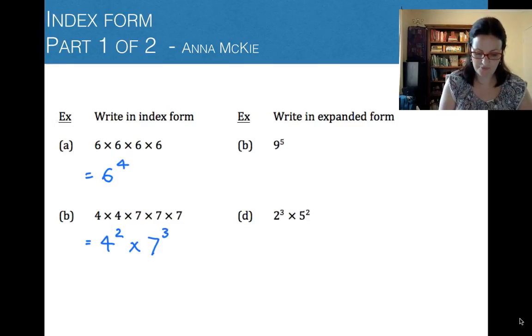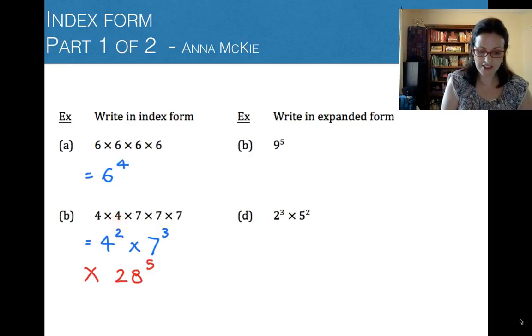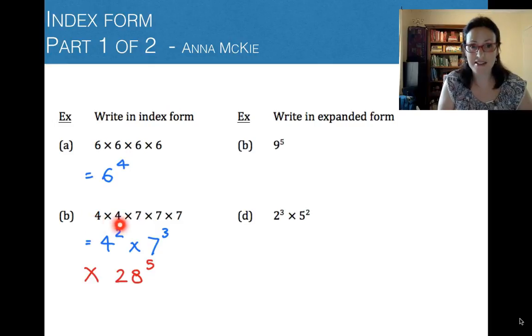I'd like to write an answer for what it is not, and please write this down too. You cannot multiply the 4 and the 7 together to get 28, and then ask yourself, how many numbers are there? Oh, there's 5, so it must be 28 to the power of 5. That's certainly not the same. You can only group together numbers that have the same base, so the 4's.